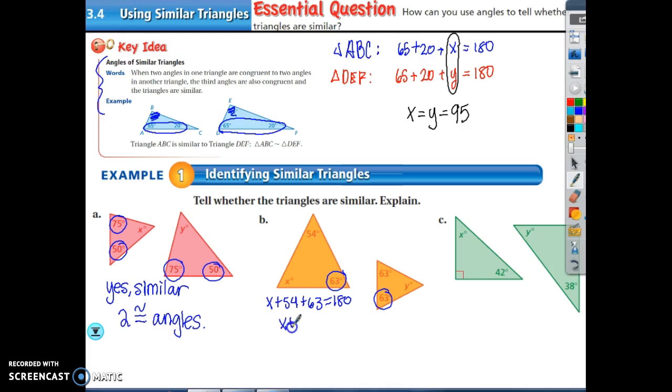X plus 117 has to equal 180 degrees. Subtracting that 117, I end up with X equaling 63. So that means this third angle here is 63 degrees. Now that's enough information for me to conclude that two angles do in fact match. So in example B, our two triangles are similar because they have two congruent angles.